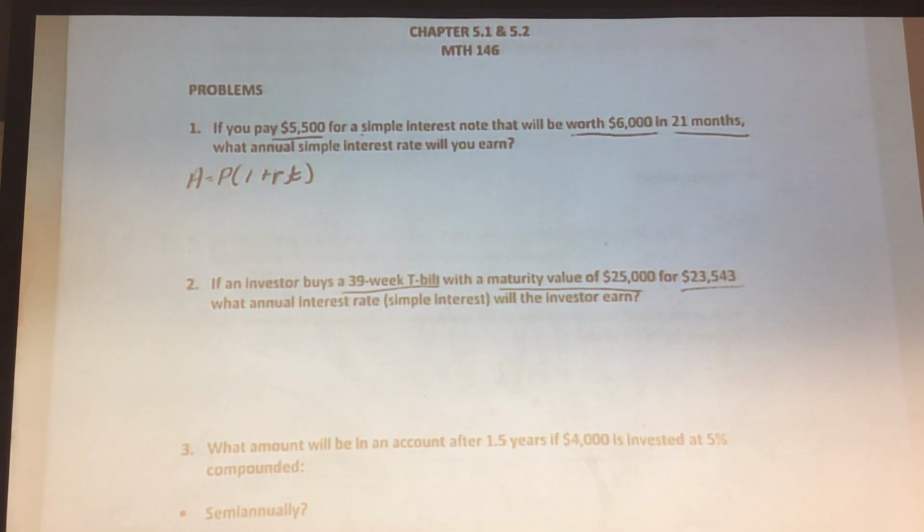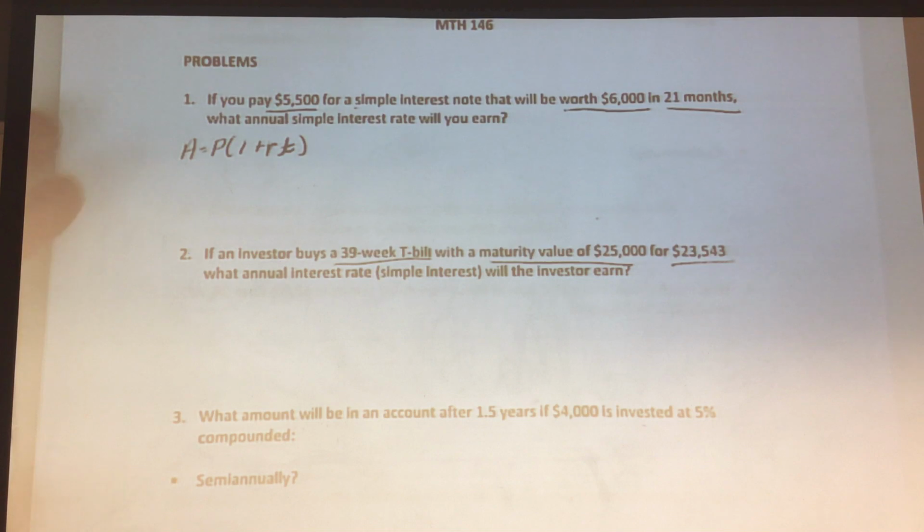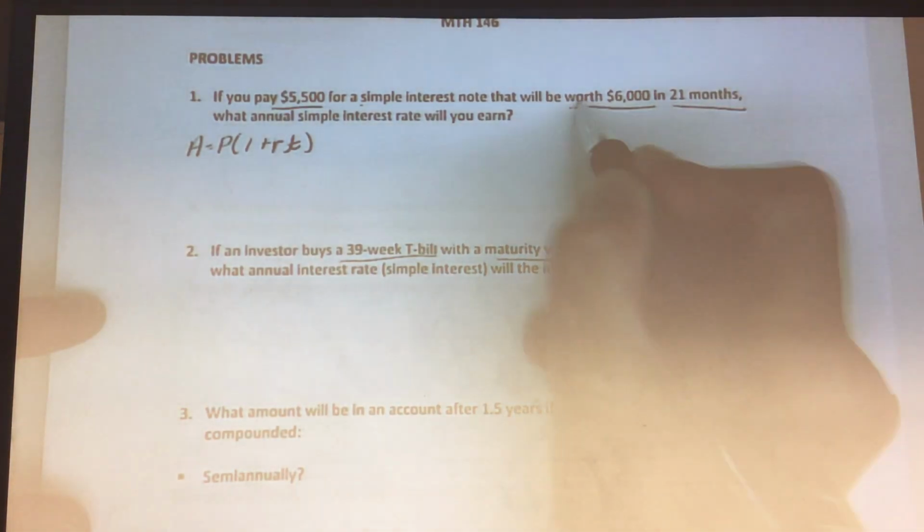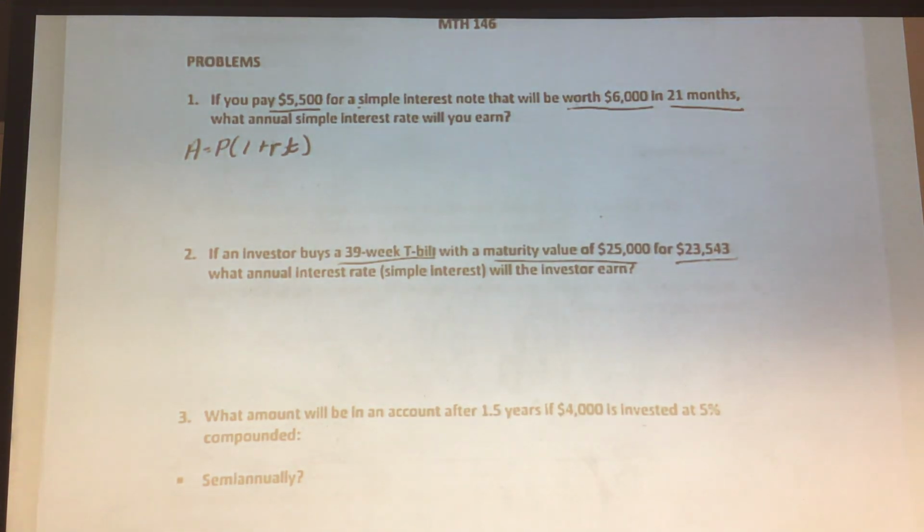Begin Chapter 5, Sections 1 and 2, Part 1. Problem number 1. If you pay $5,500 for a simple interest note that will be worth $6,000 in 21 months, what annual simple interest rate will you earn?